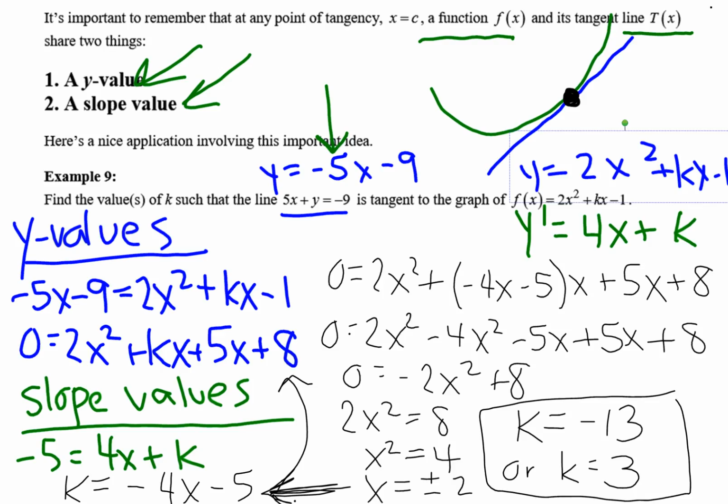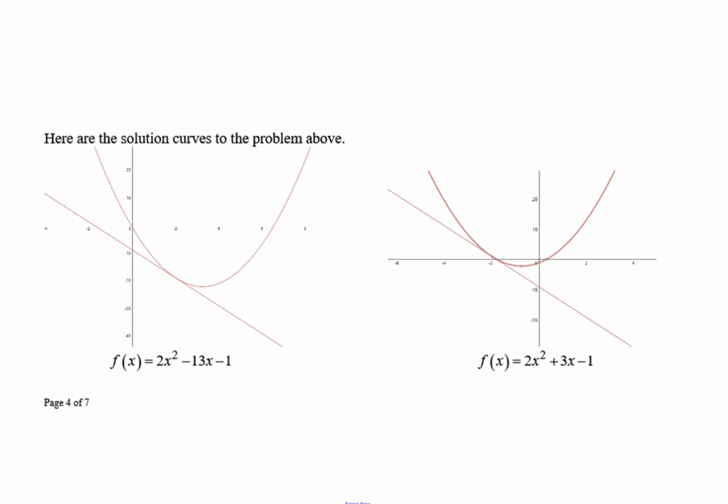There you go. The important part about this was we had y values, we had to set them equal. We had slope values, we had to set them equal. Okay, and here are the two different solution curves. Notice this part, we got k equals 3, and this part, we got k equals negative 13.